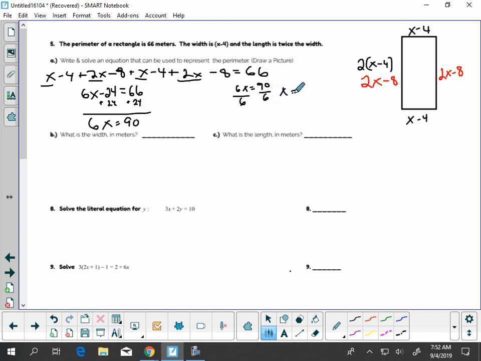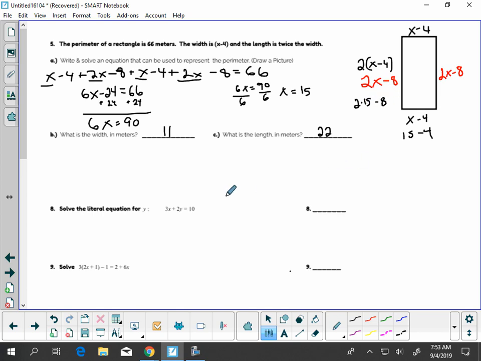X is 15. Well, they're not asking for the value of x. They're asking for the width. Well, the width is x minus 4, so 15 minus 4, that's 11. Then that'll be twice that, so it should be 22, and we can double check that. 2 times 15 minus 8 does give me 22.